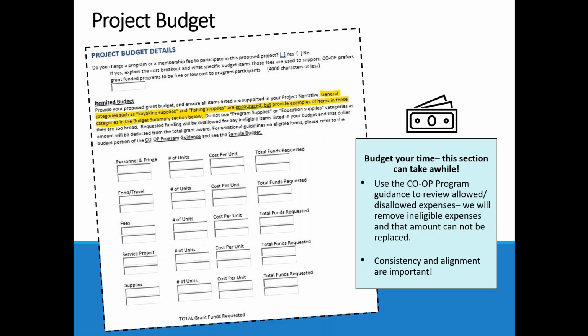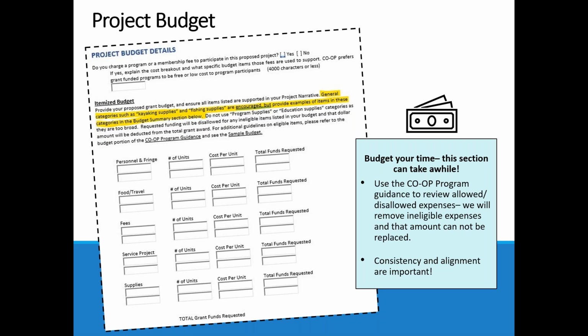All right, last part of the grant application is your project budget. And I'm really happy to share that our budget is quite simplified. If you've ever applied for other budgets, it can take a little while to really complete this section, but I strongly encourage you to use the program guidance and make sure you are crystal clear on what is allowed and what is disallowed under our grant program. We will remove any ineligible expenses, and that amount cannot be replaced.